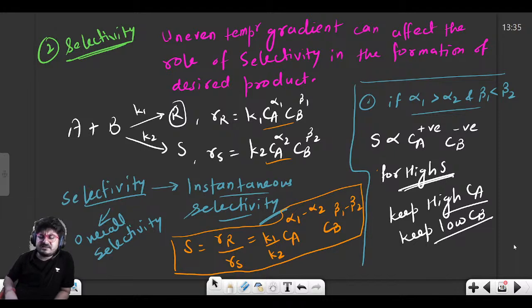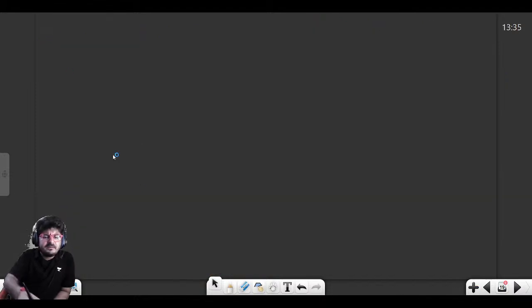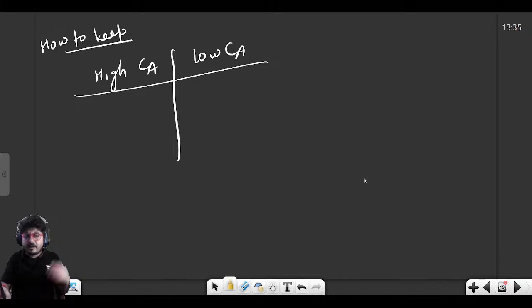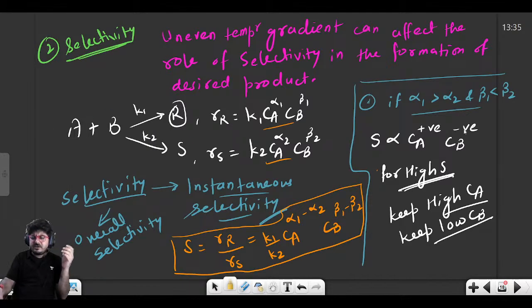Okay, so that's how you can understand the variation for concentrations, and how we can increase or decrease the concentration inside a reactor. You guys already know that. How to keep high concentration or low concentration? Think about this. Recall, if you want to keep high concentration, the first thing is, what is these concentrations? Where? At the inlet, outlet, or within the reactor?